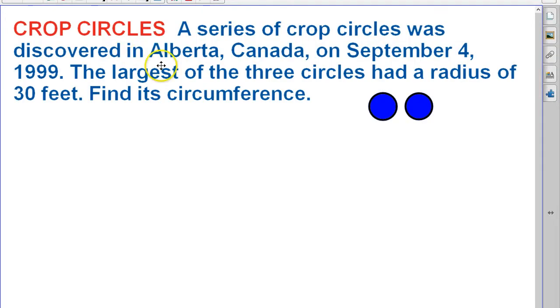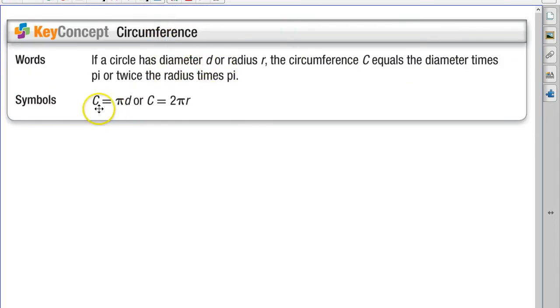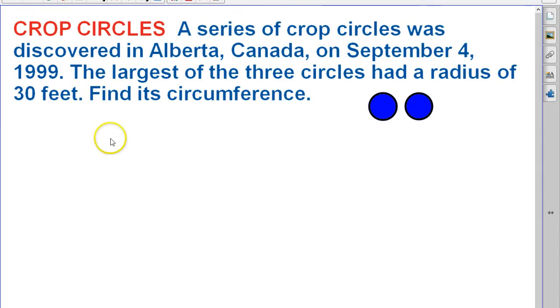Okay. So yeah, sorry, here they are. Scroll back here. So circumference equals pi d or 2 pi r. So here we go. First problem, crop circles. A series of crop circles was discovered in Alberta, Canada on September 4th, 1999. The largest of the three circles has a radius of 30 feet. Find its circumference.